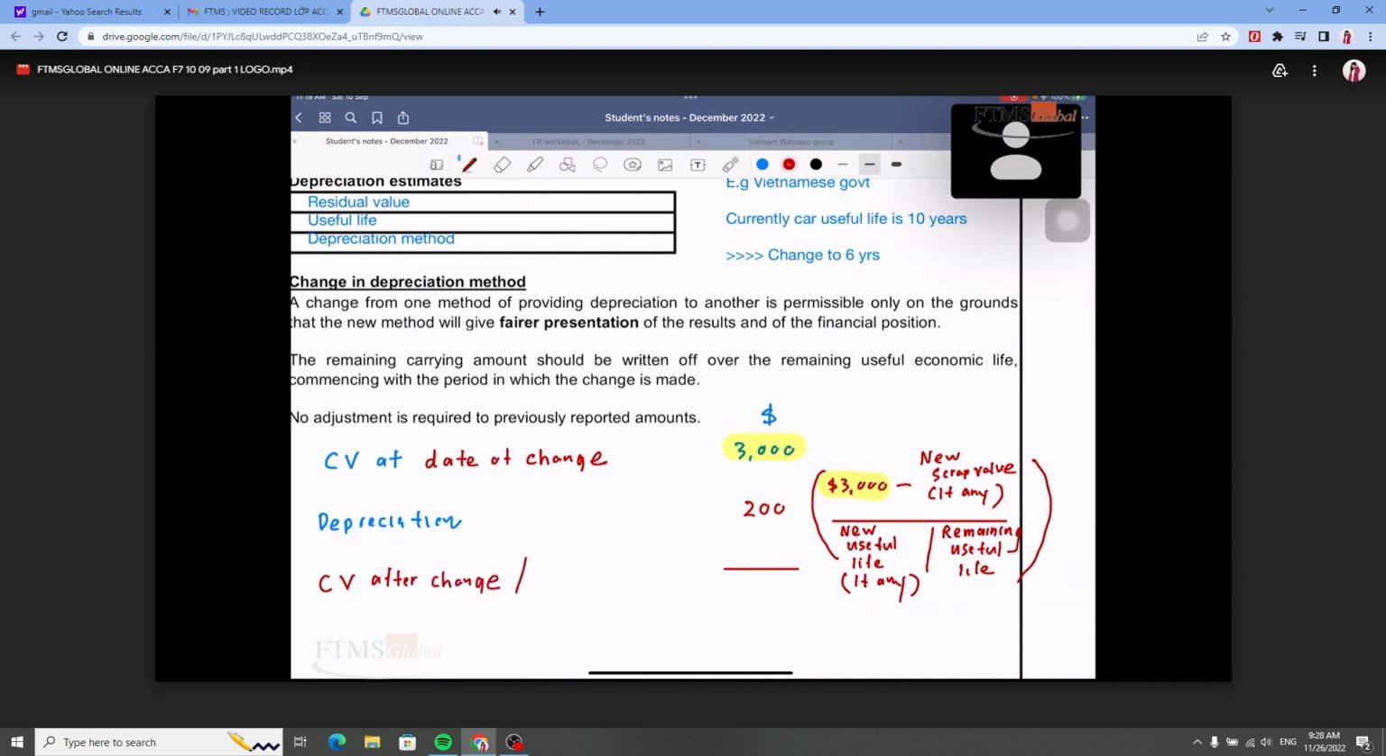Okay, of course, sometimes people call it carrying value at SOFP date. Then in this case, 3,000 minus 200, of course, I get my 2,008. Then this 200 is for SOCI, depreciation. Then this 2,008 is for SOFP. Like that.